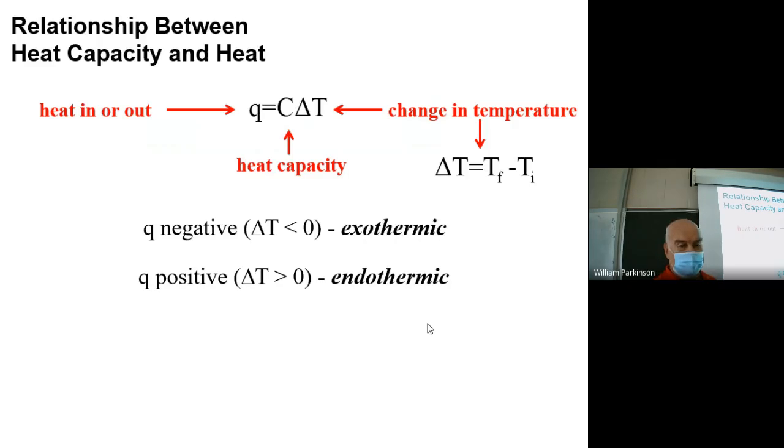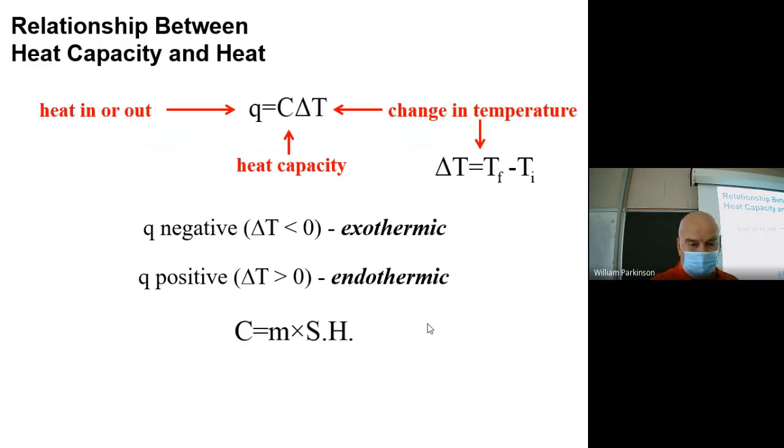Now in contrast, if you have an endothermic situation, you add energy to the system. If you add energy to the system, then the final temperature will be greater than the initial. It gets hotter. If final is greater than initial, and then you calculate delta T, you're going to subtract a little number from a bigger number, so delta T will be positive. And if delta T is positive, Q is positive. So for endothermic processes, TF is bigger than TI, delta T is positive, Q is positive.